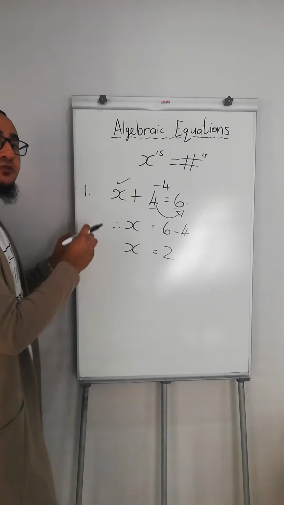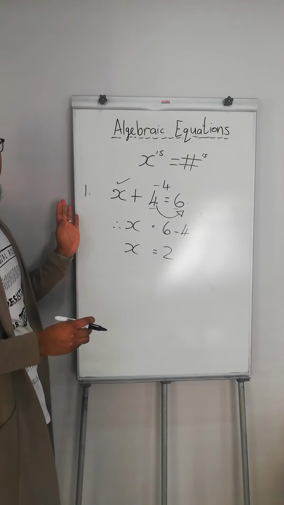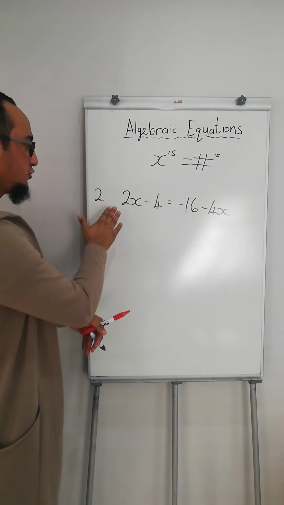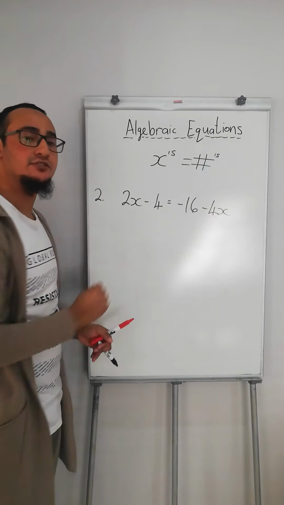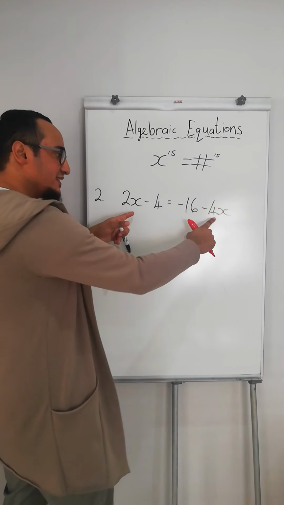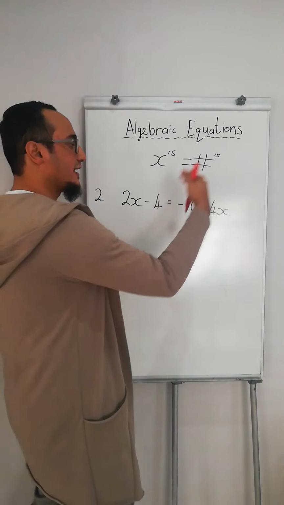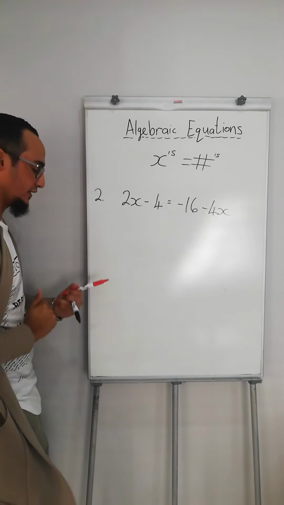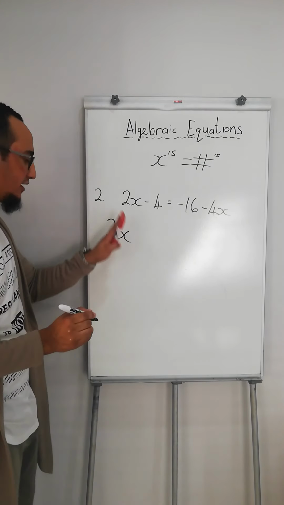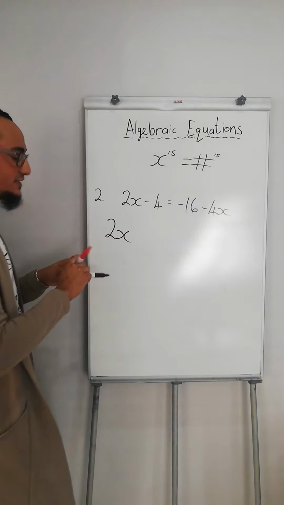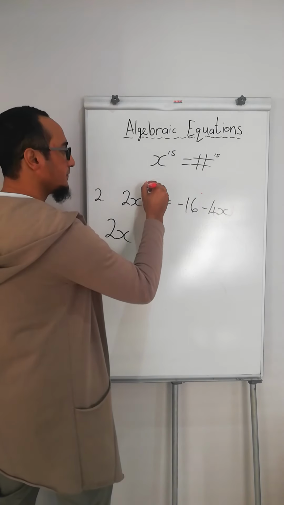Okay, now let's move over to example number 2 and we explain exactly the same application. Here I have 2x minus 4 is equal to negative 16 minus 4x. Remember, I want the x's on the left hand side of my equal to sign and the numbers on the right hand side. So I have 2x, it's where I want it to be, so it stays there and the sign stays the same. This negative 4x, I want it on this side over here.